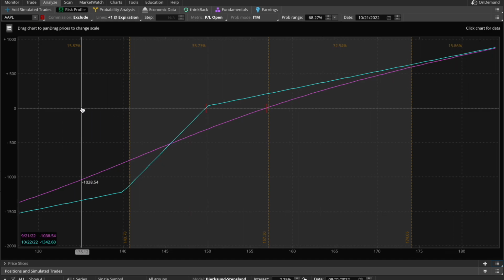So again, bottom line, you can use all this information to figure out the chance of either making a lot of money or losing a lot of money on a particular position.